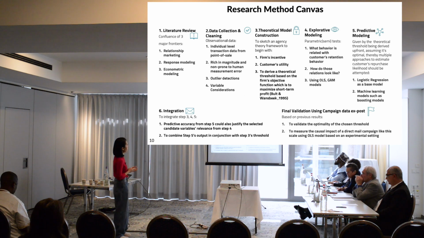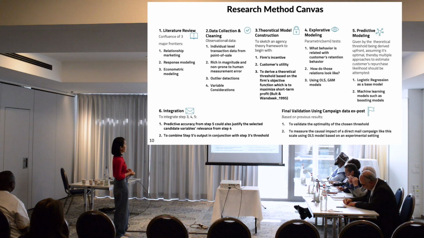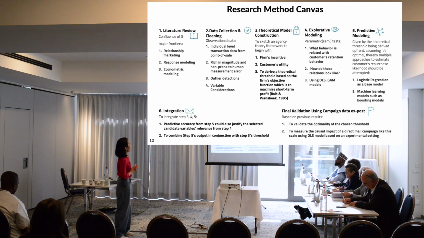We take apart the firm's incentive and also customer utility, and then derive the threshold based on Bayesian-Nash theoretic model to maximize short-term profit. And then the explorative modeling part, basically, I applied parametric and semi-parametric tests. For the parametric test, I used a linear probability model. For the non-parametric test, I used a GAM model.